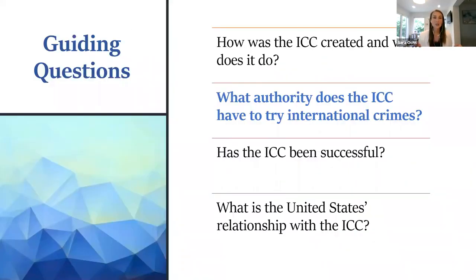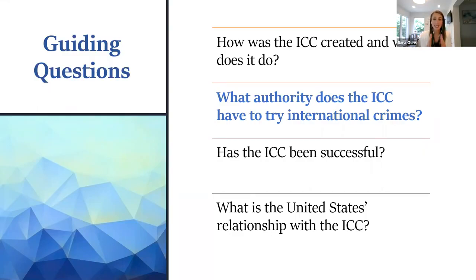Whew, okay, that was quite a bit for our first question. So now we know what the ICC is, we know how it generally works, and we know the cases that it handles. I want to stick with procedure for a little while longer before we get into the good stuff, but I do want to talk about the limits that are placed on the ICC. So our second question is, what authority does the ICC have to try international crimes? This is another one of those loaded questions.